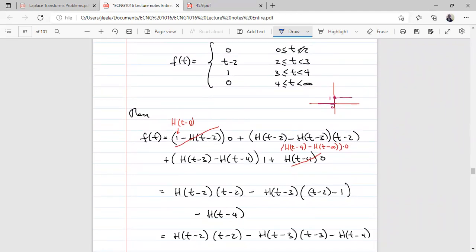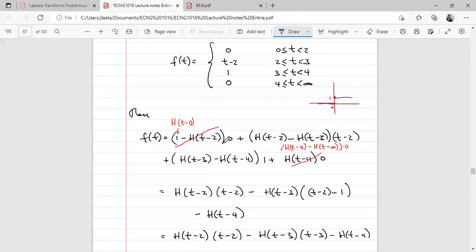In the first piece of the function, between 0 and 2, you have to take 1 minus the Heaviside at t minus 2, by 0. The second part would be the Heaviside at t minus 2 minus the Heaviside at t minus 3, by t minus 2. The third part will be the Heaviside at t minus 3 minus the Heaviside at t minus 4, by 1. You're multiplying it by the function. And finally the Heaviside at t minus 4 by 0.